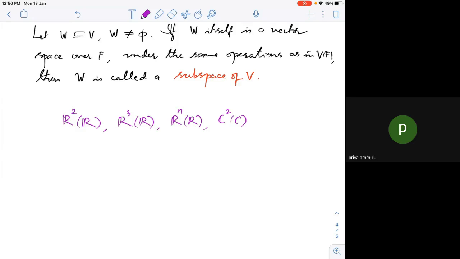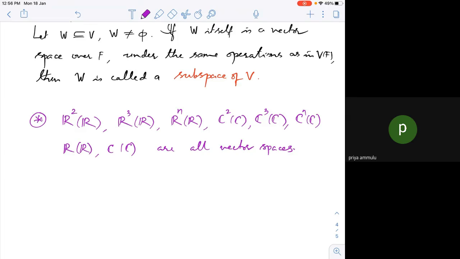C square over C means the complex field. C cube over C or C power n over C. Even R over R can also be thought of as a vector space. C over C, these are all vector spaces. And these spaces are of prime concern to us. These spaces are going to play a dominant role in our theory.